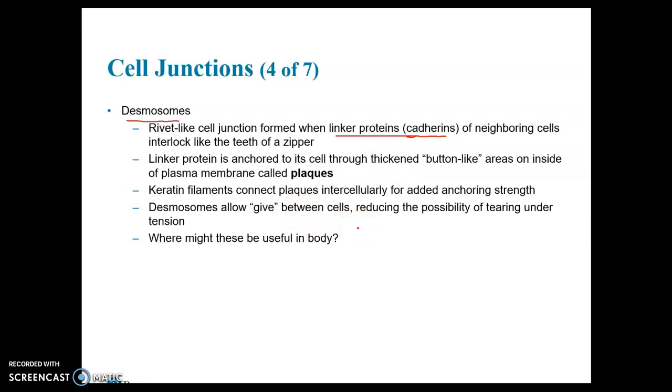So where might these be useful in the body? One area is the cells that form the skin, especially when the skin is shed every few weeks. The top layer of skin is shed and a new layer replaces it. Desmosomes connect the skin cells so that when we shed our skin, we don't shed just one cell at a time. We shed our skin in sheets.